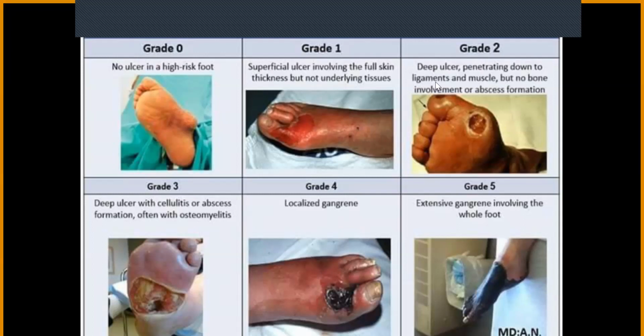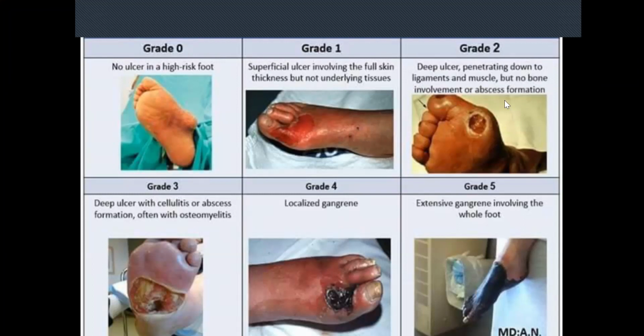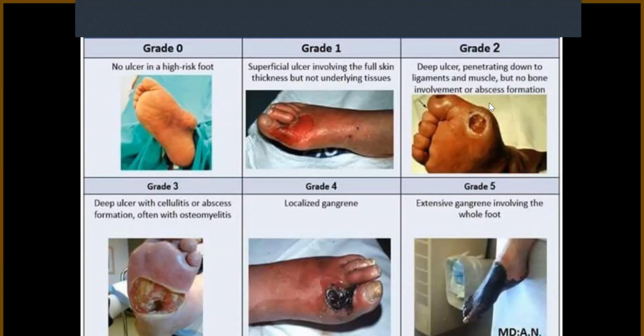Okay, means suppose the ligament and the muscles, but the difference between grade 2 and grade 3 is only the formation of abscess. Bone is not involved and there is no formation of abscess. Here in grade 3, the ulcer is more deep. There will be a diffuse cellulitis or abscess formation. Often it is associated with osteomyelitis.